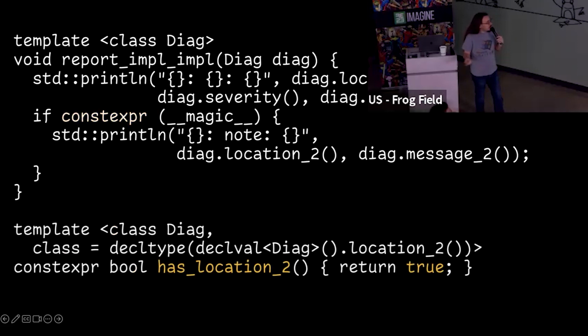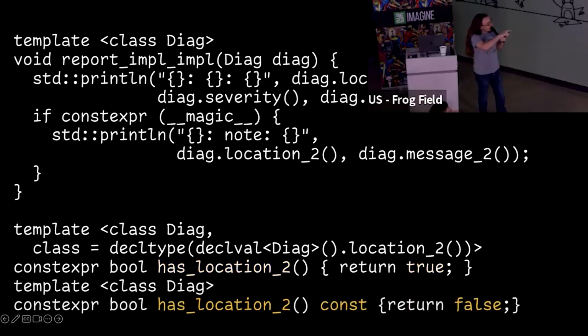Well, we can use the exact same stuff we did, but instead of doing the work of printing in the helper function, we just return true or false. So in the case we have location2, we return true from our hasLocation2 function. And otherwise, in the const version, the fallback, it returns false.